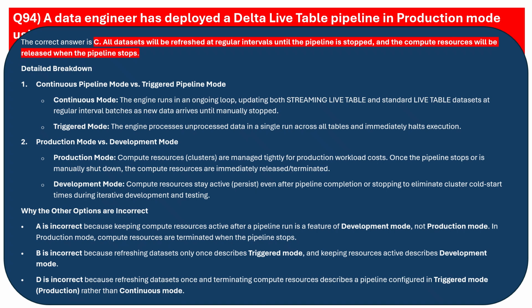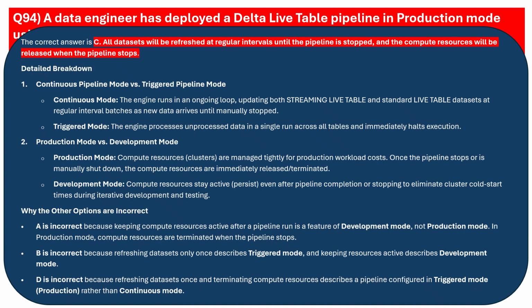Production mode versus development mode. Production mode: compute resources (clusters) are managed tightly for production workload costs. Once the pipeline stops or is manually shut down, the compute resources are immediately released or terminated. Development mode: compute resources stay active and persist, even after pipeline completion or stopping, to eliminate cluster cold start times during iterative development and testing.